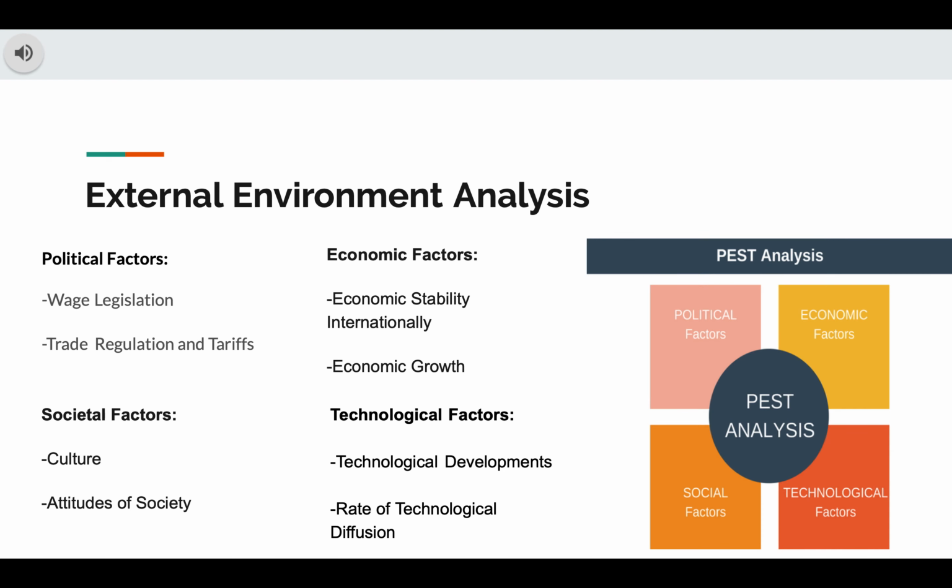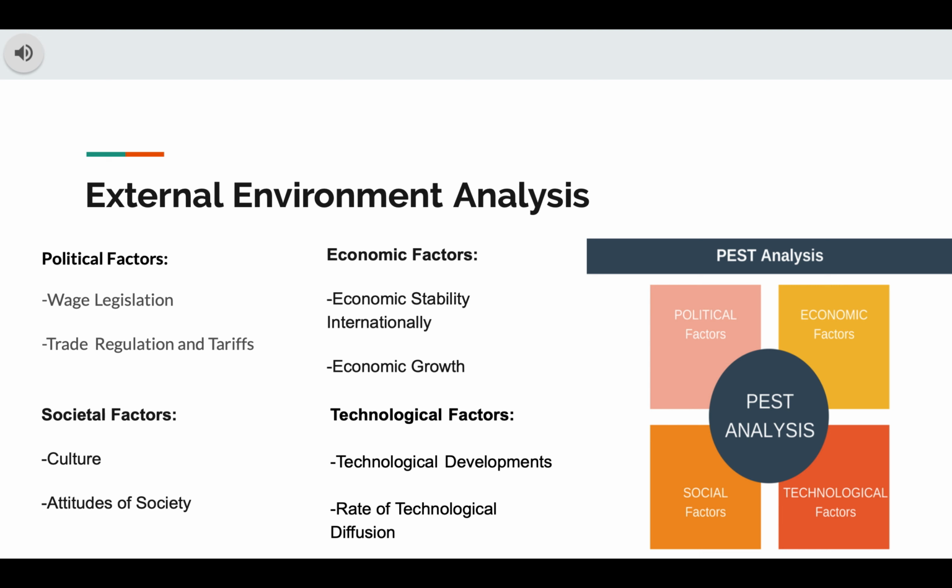To examine Manchester United's external environment, we went with the PEST analysis. Those are the political, economic, sociocultural, and technological factors. For political, we went with wage legislation, trade regulation, and taxes. For economic, we went with economic stability internationally and economic growth rate. Sociocultural, we went with culture of the society and the attitudes of those people, environmentally, health, etc.